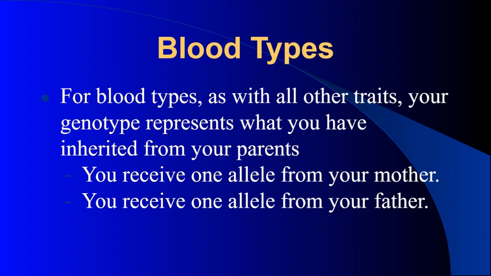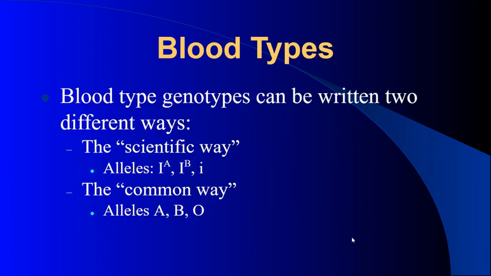For blood types, as with all other traits, your genotype represents what you have inherited from your parents. You receive one allele from your mother, and you receive one allele from your father for each of your genes. Blood type genotypes can be written two different ways. The scientific way, which uses the A superscript and the B superscript, or the common way, where we would just write A, B, and O for the alleles.